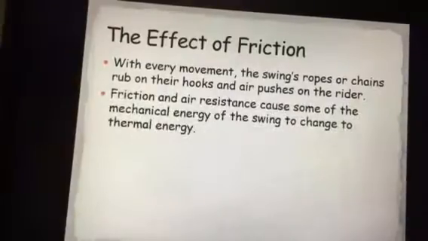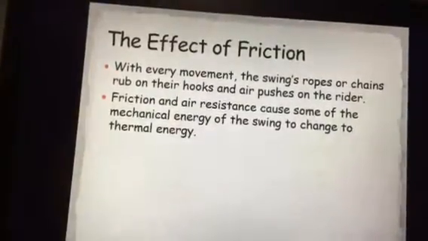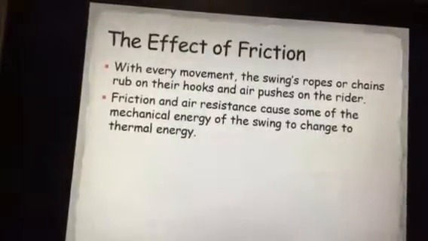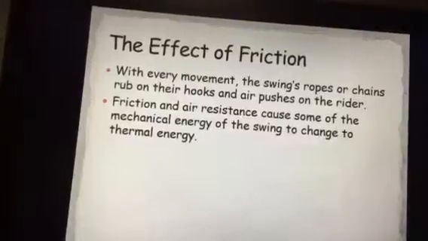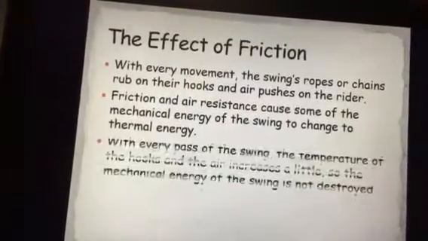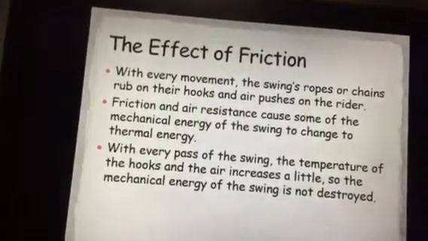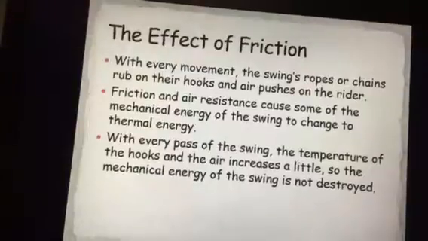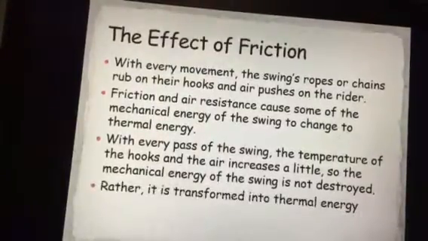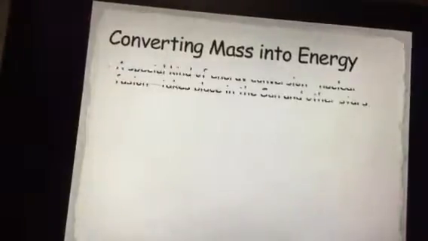Every time the ropes of the swing or chains on the hooks rub, or you push on the air as the rider, you're also having friction or air resistance cause this to change. Now, if you go up to the very top of your swing and you feel those hooks or ropes, you're going to see that they get hot because it's transferring kinetic energy into thermal energy, just like when you rub your hands together. So we're not really losing it, rather it's being transformed into different types of energy as we go through.